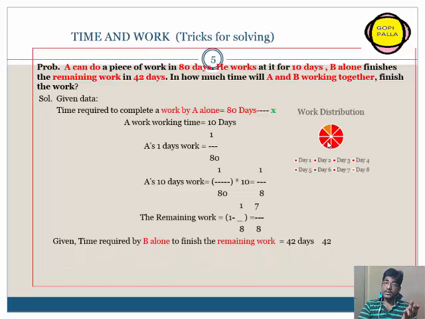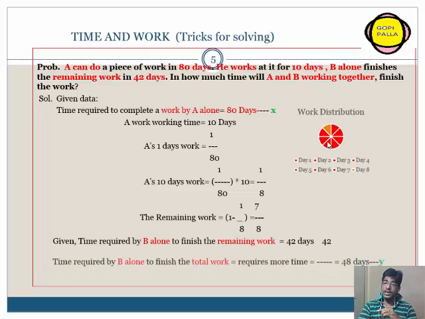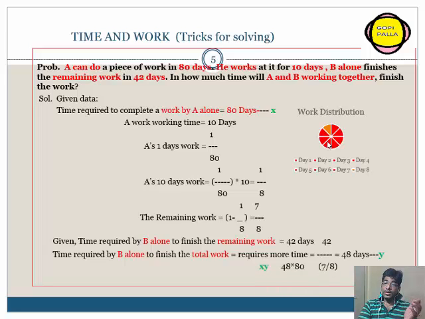The second part of the data says the time required by B alone to finish the remaining work is 42 days. So the time required for B alone to finish the total work is more, because 42 days is only 7 by 8 of the total work. The total work obviously requires more time. So the ratio becomes 42 by 7 by 8, and if you simplify that, you will get 48 days.